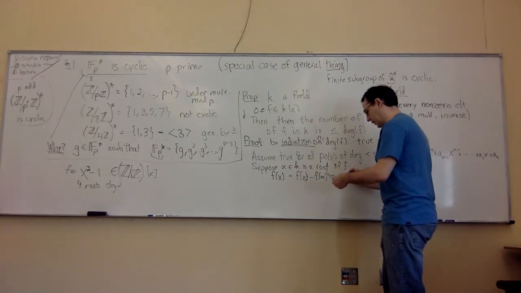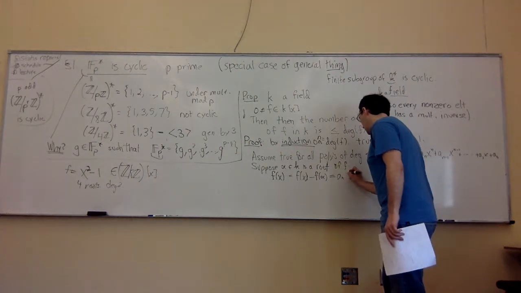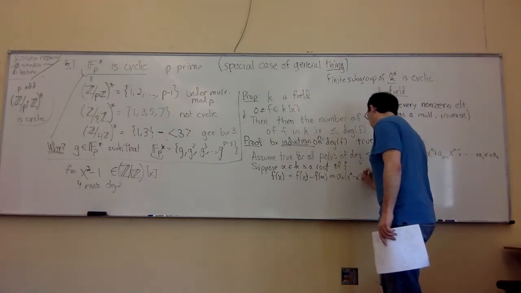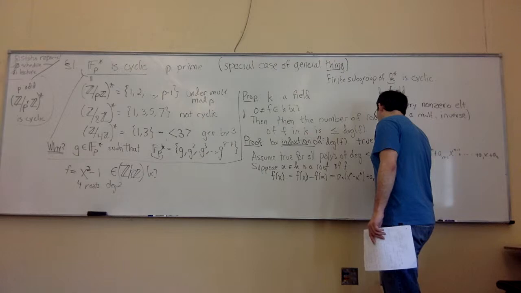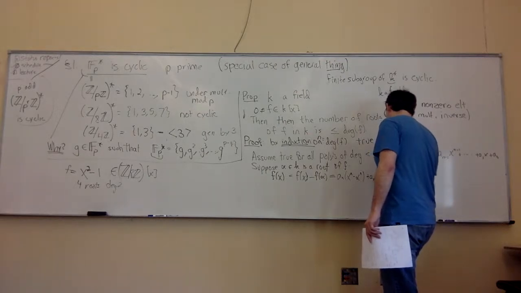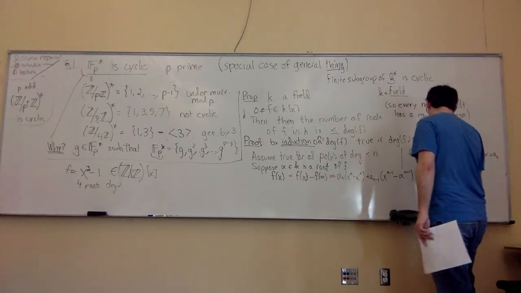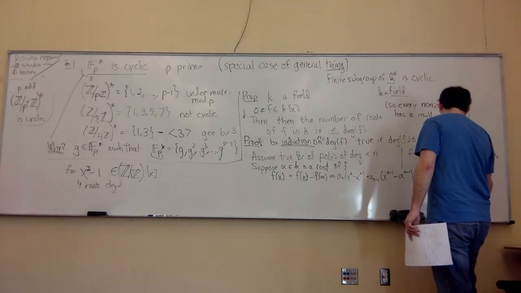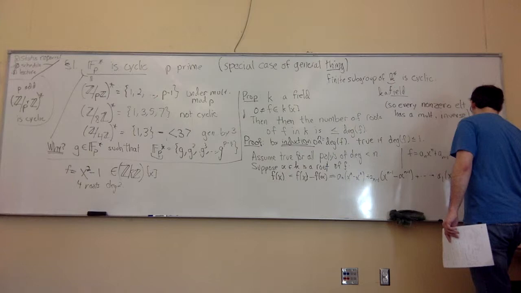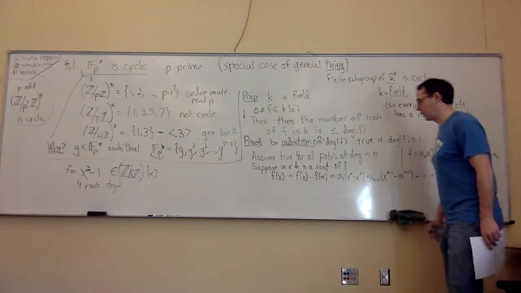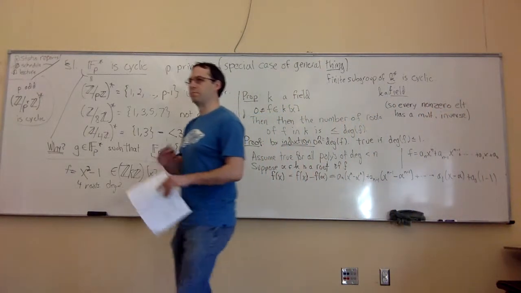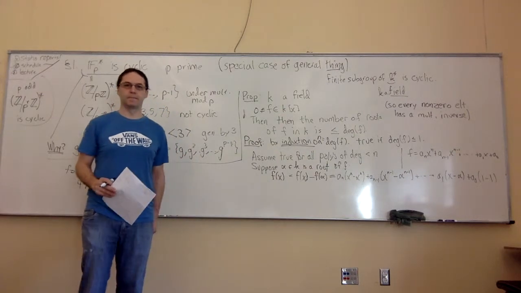So I'm just going to write that as a_n(x^n − α^n) + a_{n−1}(x^{n−1} − α^{n−1}) + ... + a_1(x − α) + a_0(1 − 1). Okay? I mean, really, I've just done basic algebra at this point.